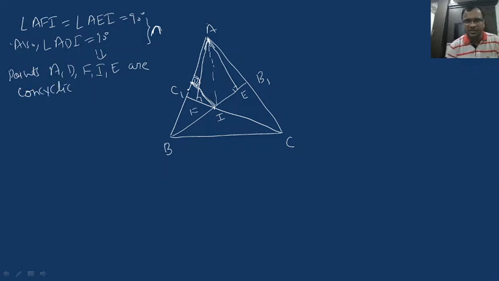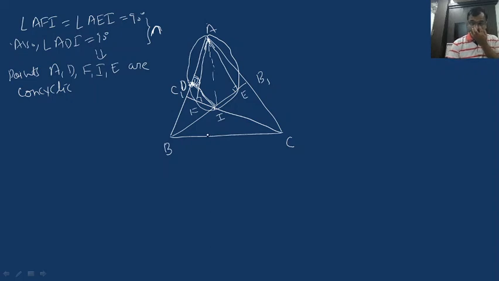It means there is just one circle which passes through all these 5 points, and I am going to draw the possible circle, something like that. Okay, this is a circle which passes through these 5 points. I am going to write point D here, this one.